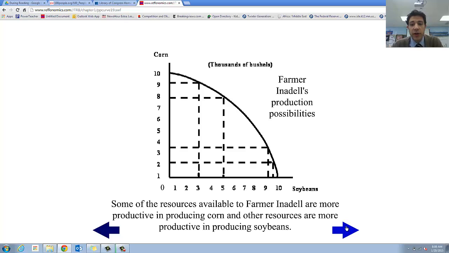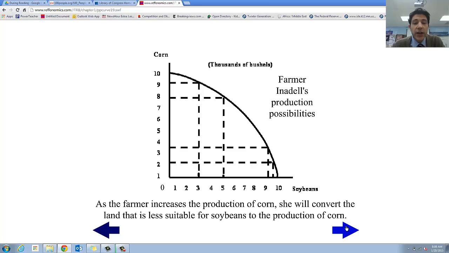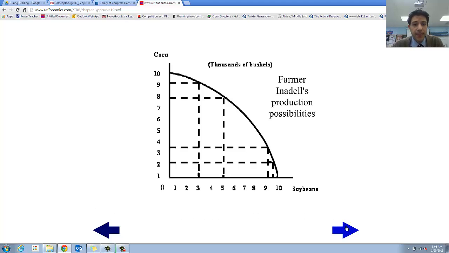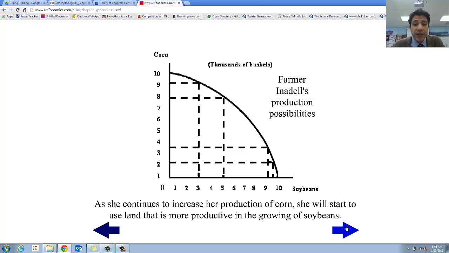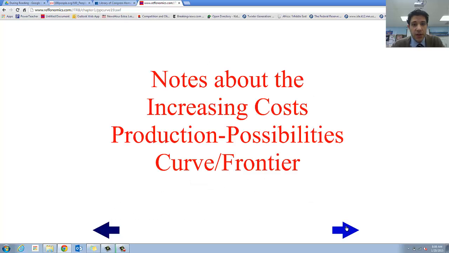Some of the resources available to farmer Inadel are more productive in corn, and other resources are more productive in soybeans. So as the farmer increases the production of corn, she will convert the land that is less suitable for soybeans to the production of corn. It's just utilization of resources, being efficient. So as she continues to increase her production of corn, she will start to use land that is more productive in the growing of soybeans. You see that? She will start to use land that is more productive in the growing of soybeans.